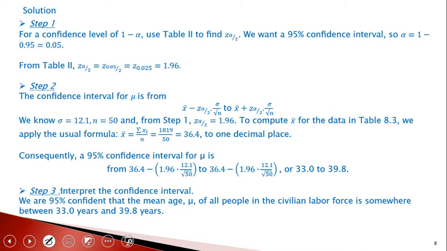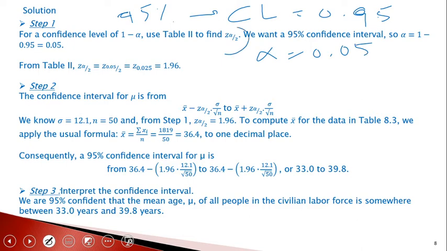Three steps, easy. For confidence level 1 minus alpha, you know this is 95%, which means your confidence level is 0.95. So you can simply calculate your alpha, which is 0.05. Now you can calculate z alpha over 2. Alpha is 0.05, alpha over 2 is 0.025. So z of 0.025 is 1.96 using the z table.